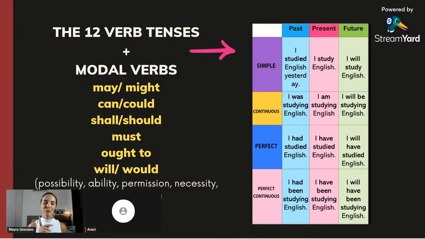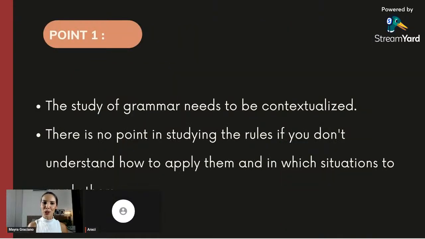Are you with me? But how do we study all this? How do we put this into practice? How do we make this meaningful? I will tell you. Point one, the study of grammar needs to be contextualized. Okay, so you have to find the grammar in the context.